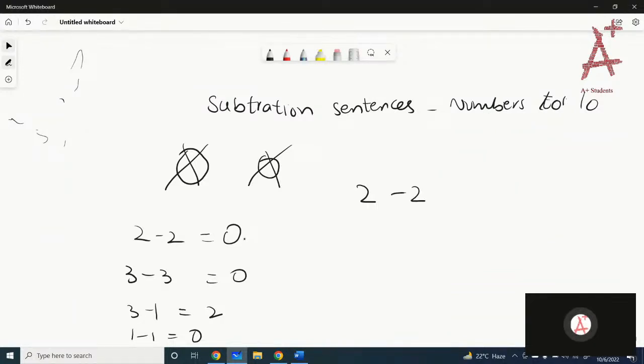Got it? Now to find the difference, count the ones that are not crossed out. So there are 0 that are not crossed out. That means the picture shows the subtraction sentence 2 minus 2 is 0. Got it? You are given the pictures, you just have to write the sentence for the pictures. Got it?